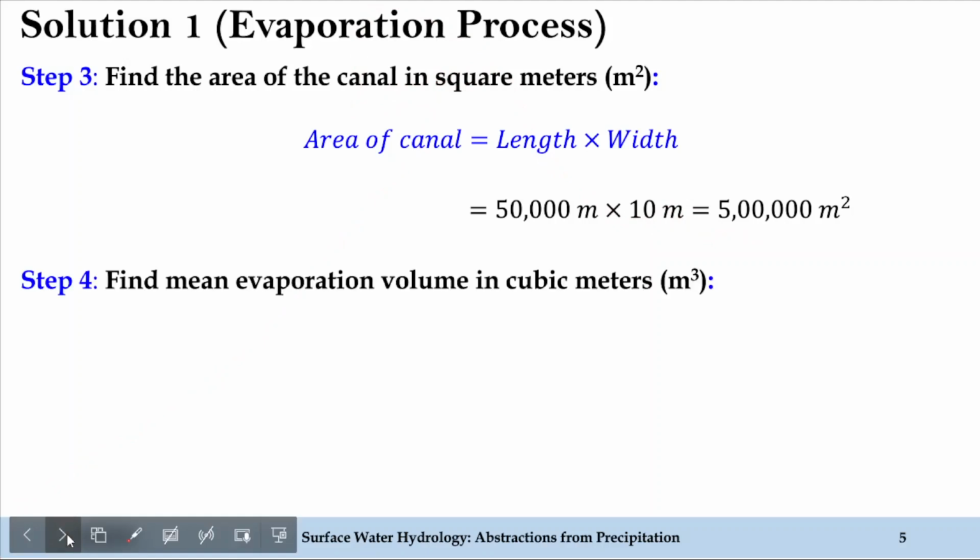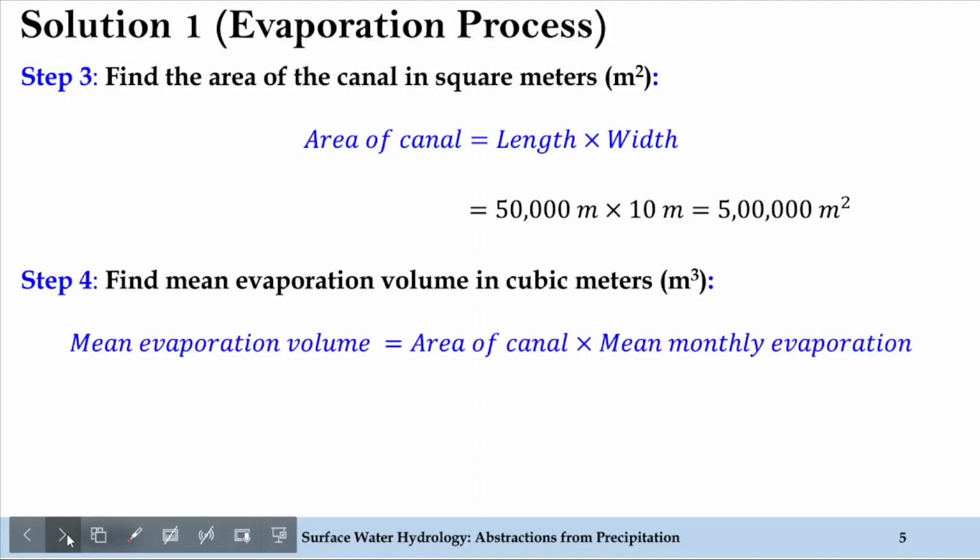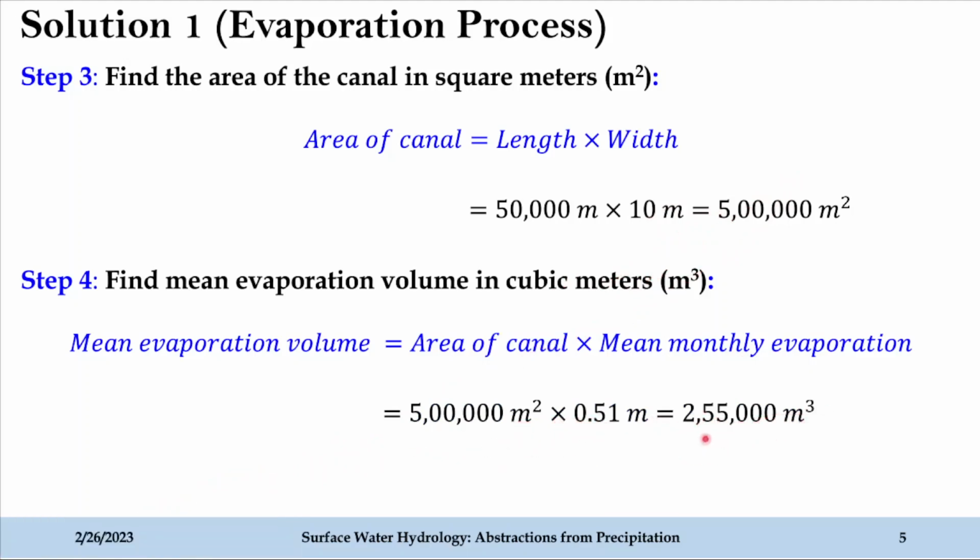And in step 4, we need to find out now the mean evaporation volume, which is what is actually asked in the problem, in the units of meter cube. So how to find out that? Here mean evaporation volume can be estimated by multiplying area of canal, that is meter square, with the mean monthly evaporation depth, which was in meter. We have estimated this in step number 2 in the previous slide, which was 0.51 meter, and here the area of canal, which we have just obtained, is 5 lakh meter square. So multiplying both of them, we get 2,55,000 meter cube of the volume which actually evaporated. It is that volume of water which got evaporated in the month of June in the units of meter cube.